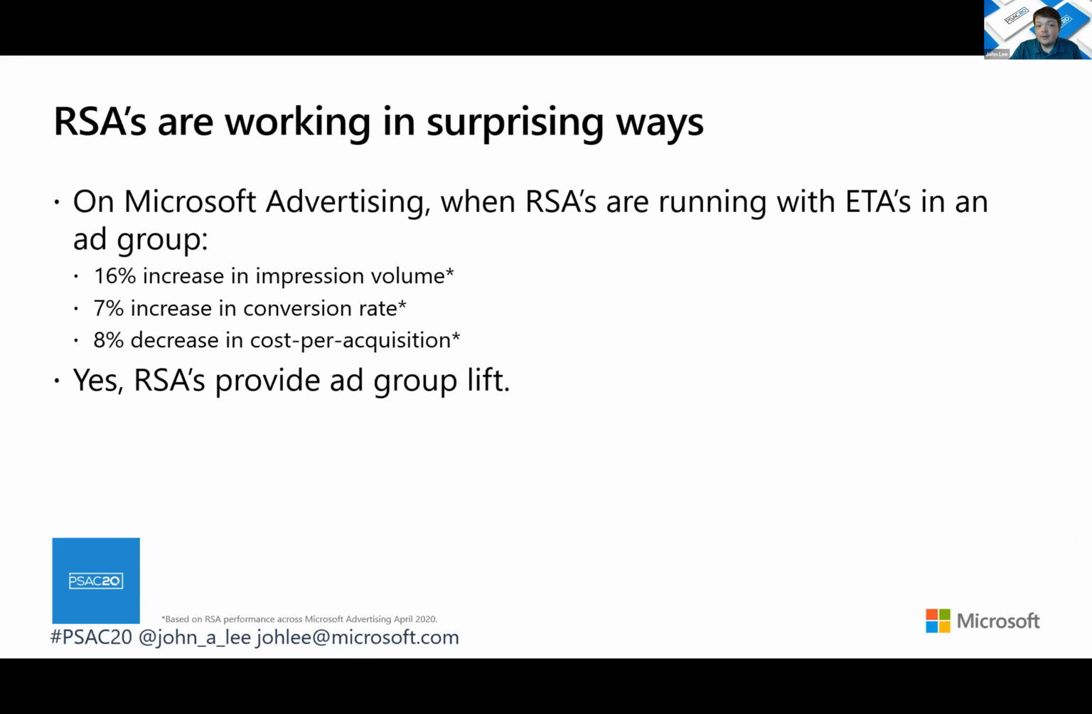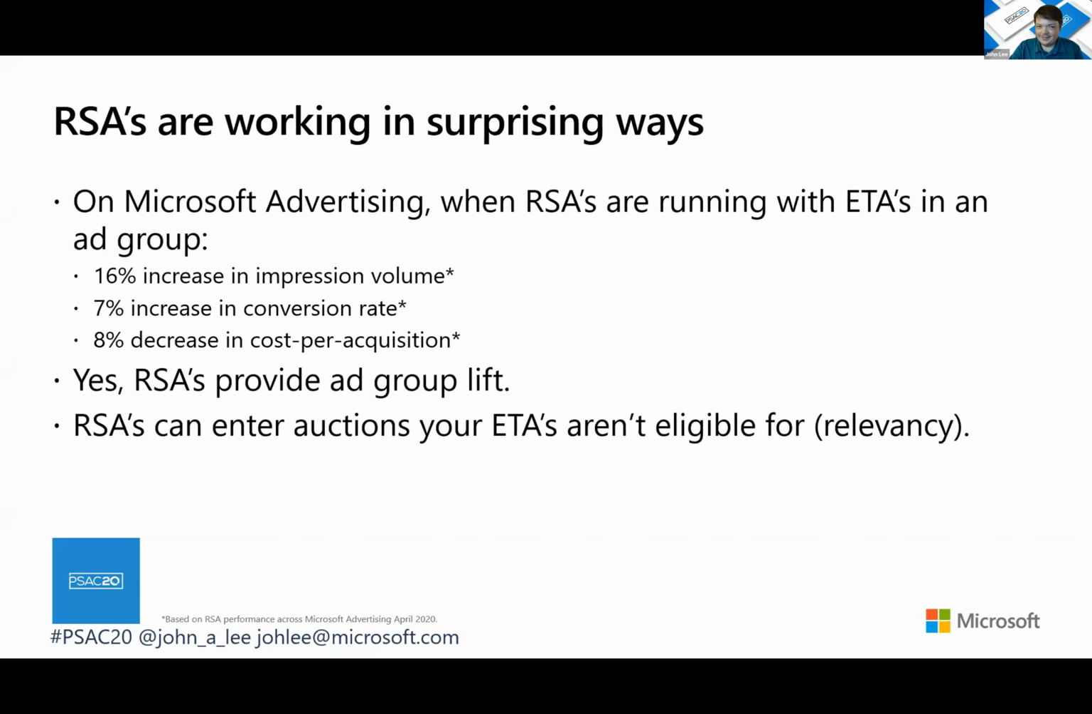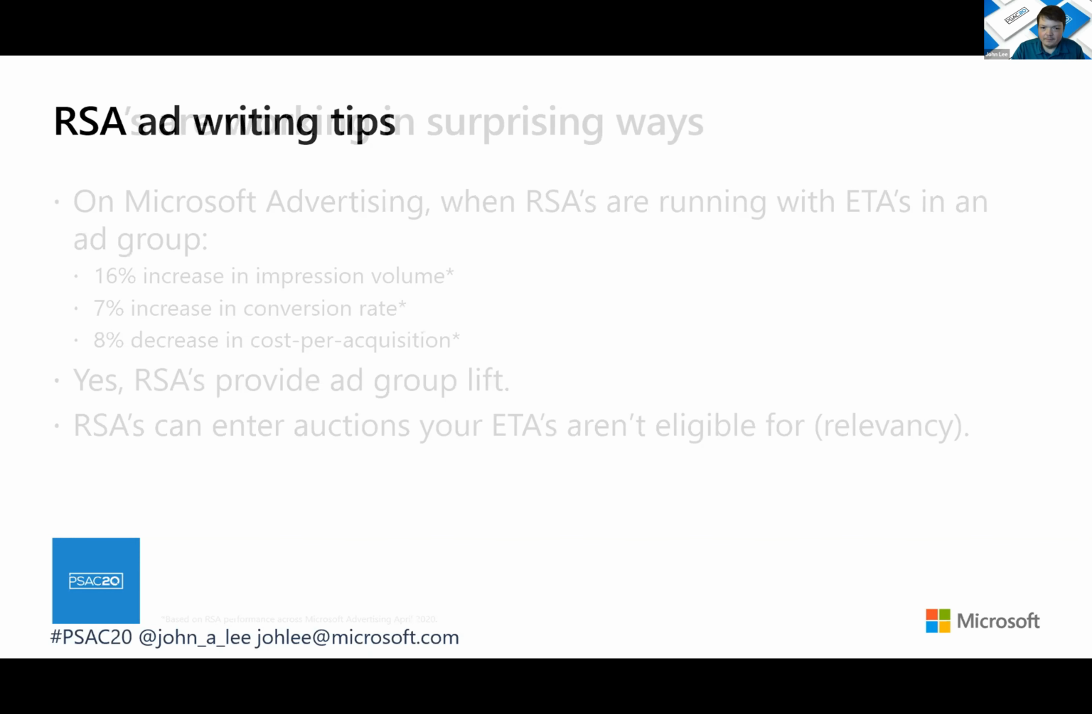But the bottom line here is that RSAs are providing an ad group lift. Why is that? Well, because all of those headlines, descriptions, etc., can dynamically shift to match the query, it means that your RSA can actually enter auctions that your expanded text ads couldn't because they weren't relevant enough to make that auction. Let that sink in. That's a big deal. So if you're not using RSAs yet, please do so.